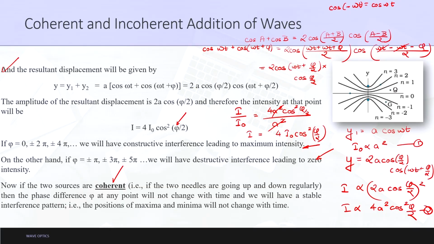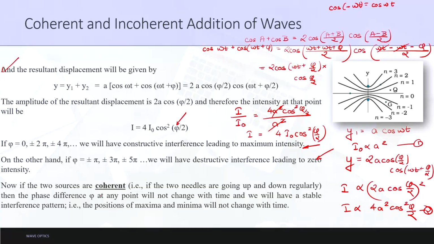Now, if the two sources are coherent, what does coherent mean here? If the two needles are going up and down regularly, that is, the time lag between these two needles stays the same for the complete time range, then those two sources are known as coherent. Then the phase difference phi at any point will not change with time, quite evident, as was explained in the first slide on coherent and incoherent addition of waves.